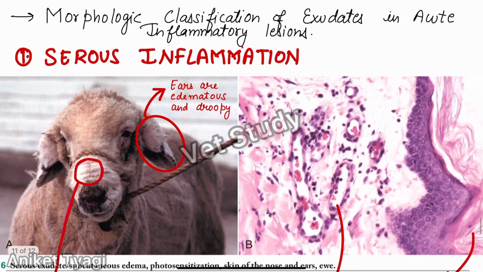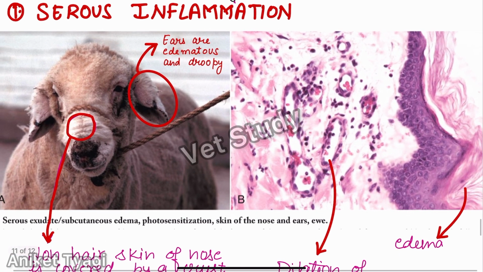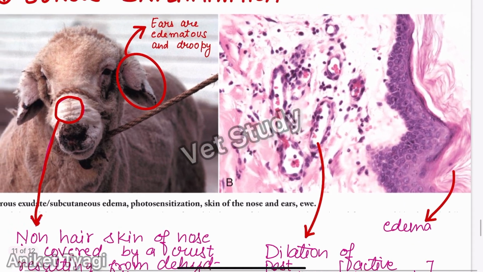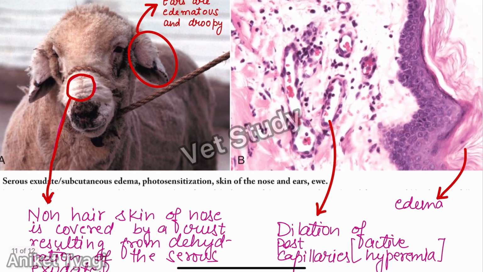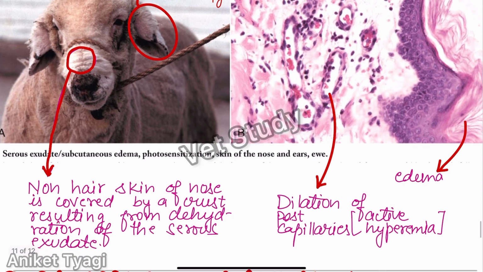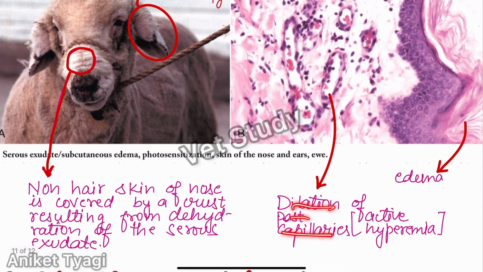And you can also observe the ears. The ears are edematous and droopy. These are the gross lesions, and while we are talking about the microscopic lesion, you can see that there is dilation of post capillaries, which is known as active hyperemia, and there is edema.